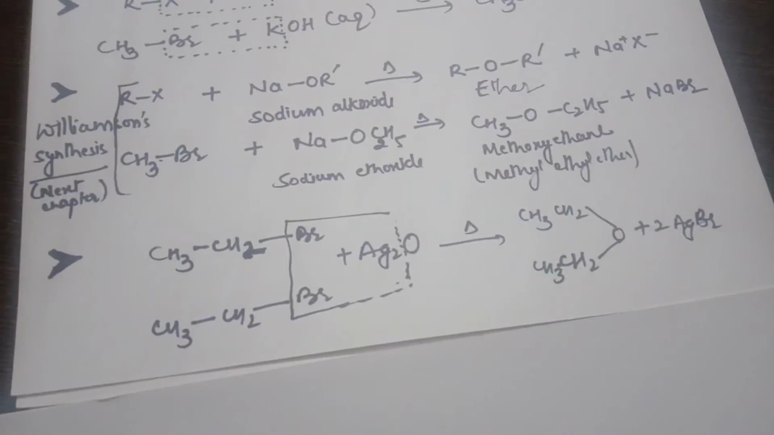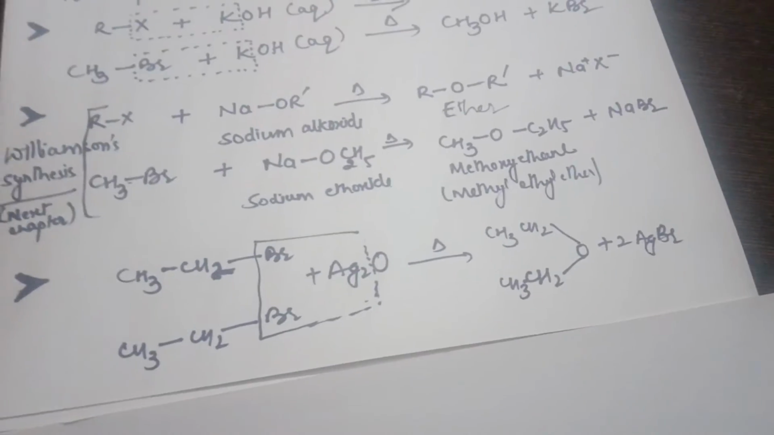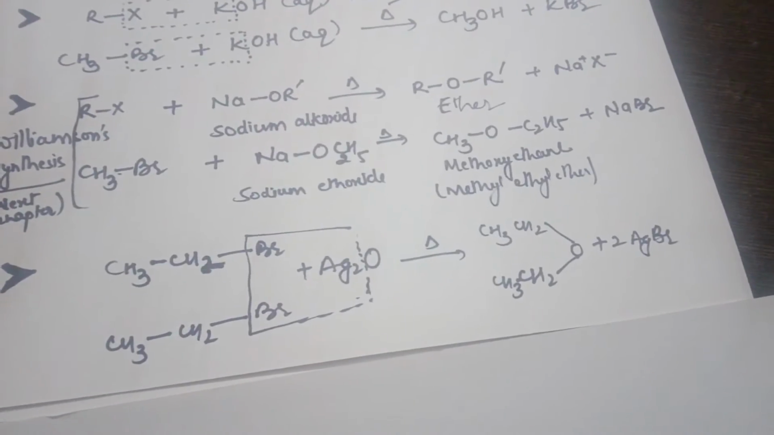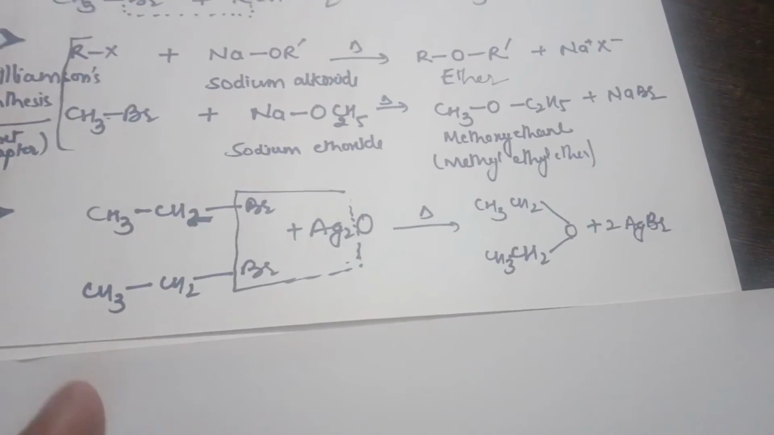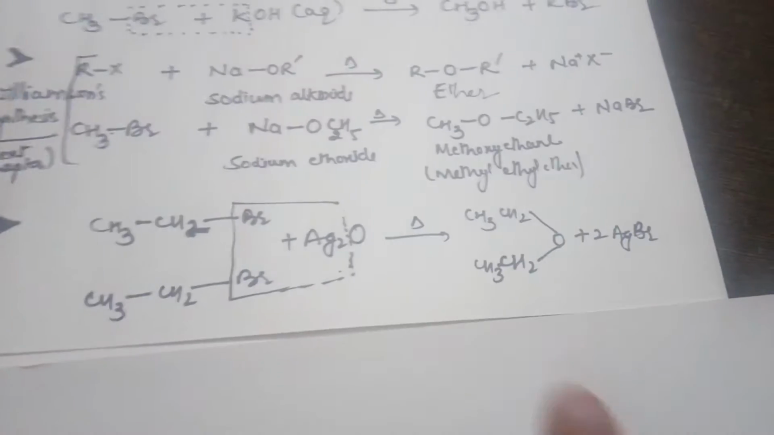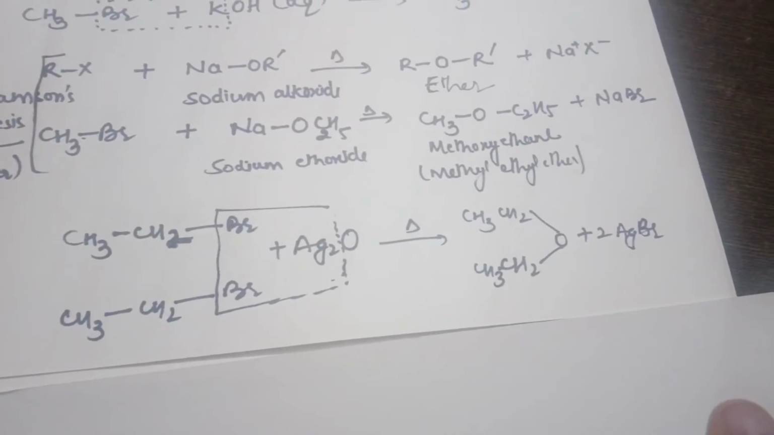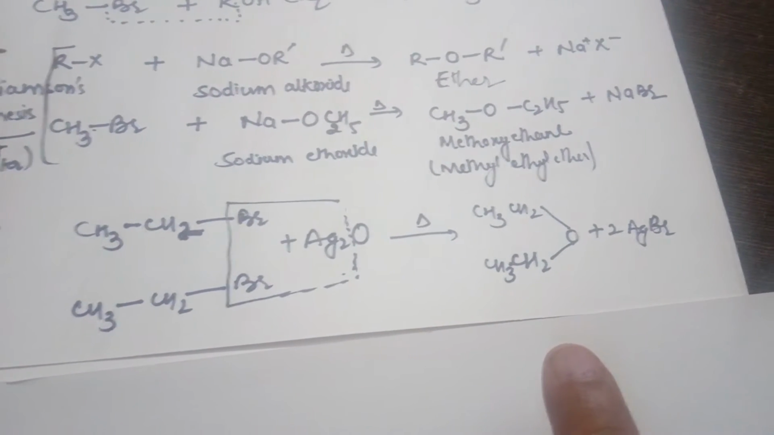Again, in the same category of reaction, if I react ethyl bromide with silver oxide, if I heat this ethyl bromide with silver oxide, again same, what will happen? Your ethyl bromide will be eliminated and ether will be formed.